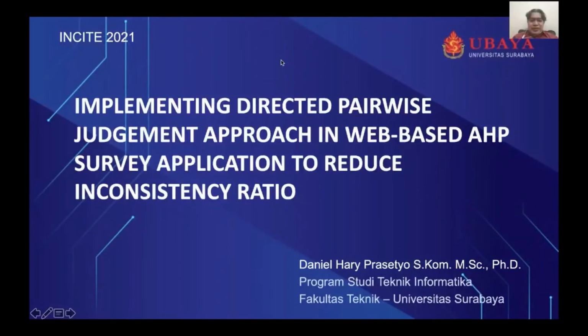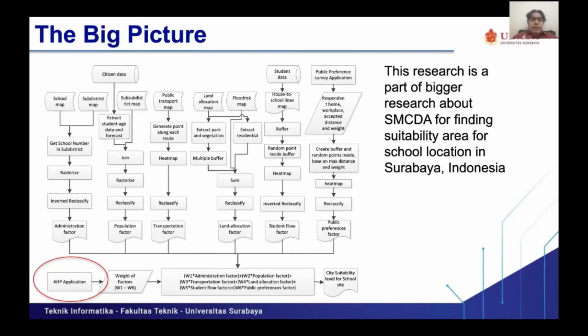Good morning, my name is Daniel Hari Prasetyo. This paper I presented at Insight 2021. The paper title is Implementing Directed Pairwise Judgment Approach in Web-based AHP Survey Application to Reduce the Inconsistency Ratio. This is a part of bigger research about spatial multi-criteria decision analysis in finding suitable areas for school locations in Surabaya, Indonesia.